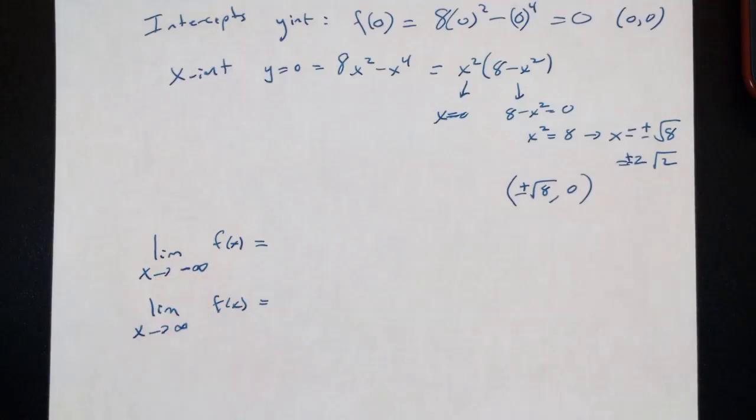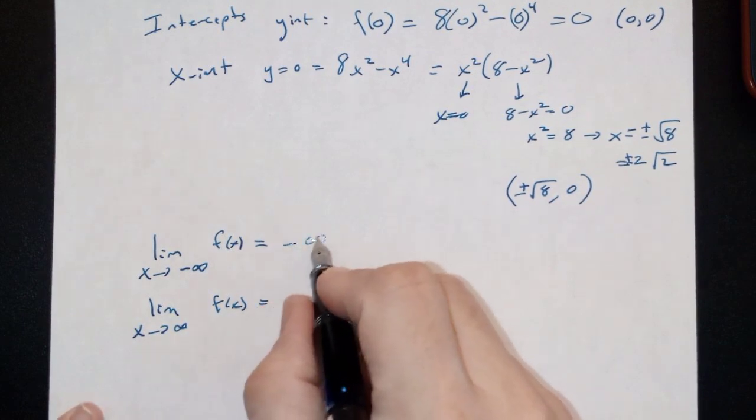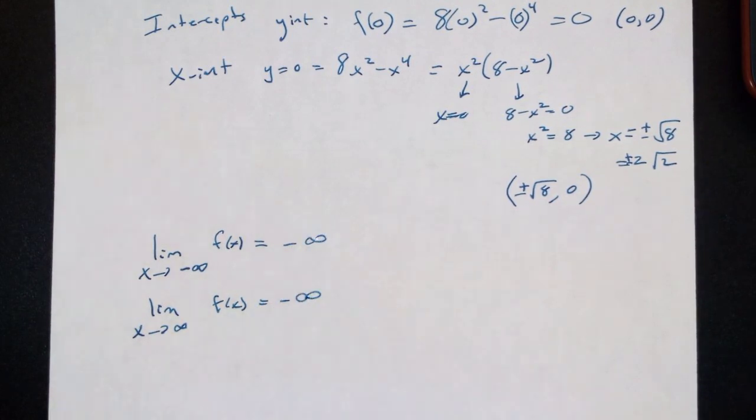Because x squared and x to the fourth make negative numbers into positive numbers. The answer to both of these is minus infinity. As I go out, I'm going down.